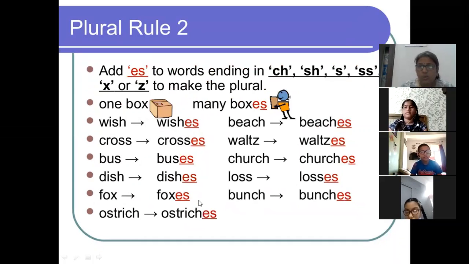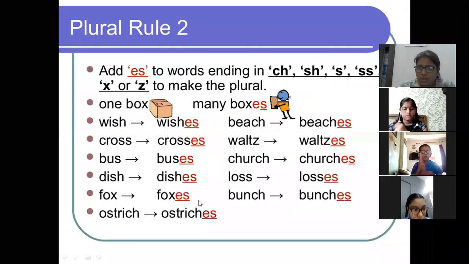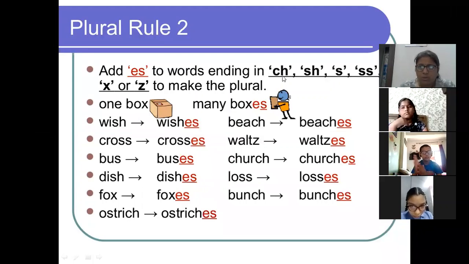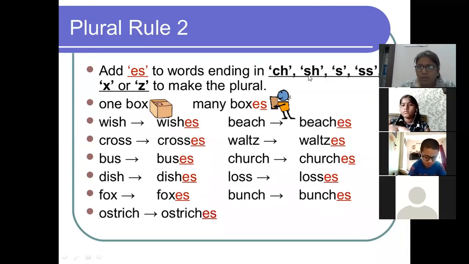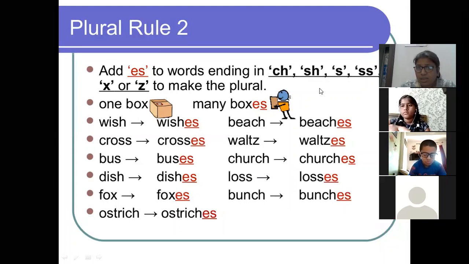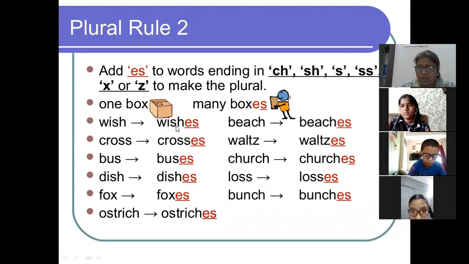Now rule number 2 says that when a word ends with ch, sh, s, double s, x or z, then we add es to it and the word becomes plural. When we talk about ch, we have a word here, church or ostrich. The word is ending with ch and we have added es, so it is becoming ostriches. Bunch is becoming bunches. Church is becoming churches. Now when we talk about sh, it is wish. The word is ending with sh, and we have added es.